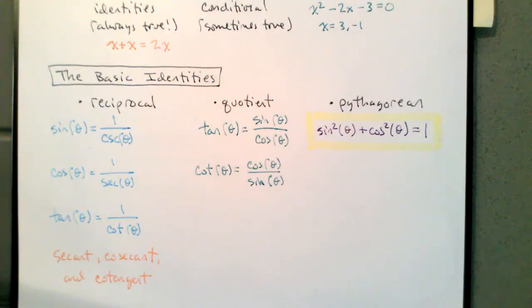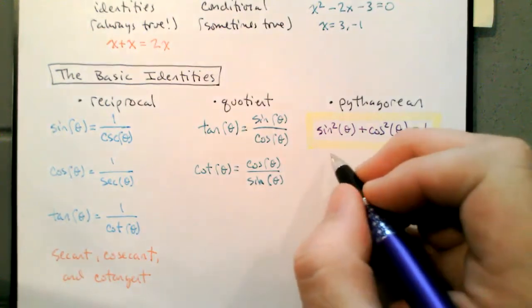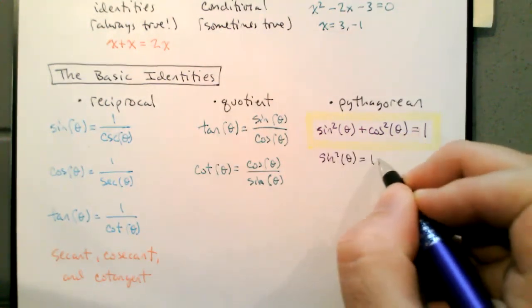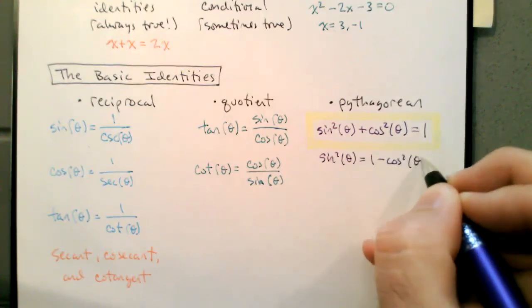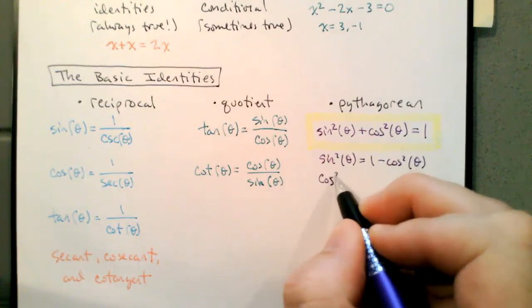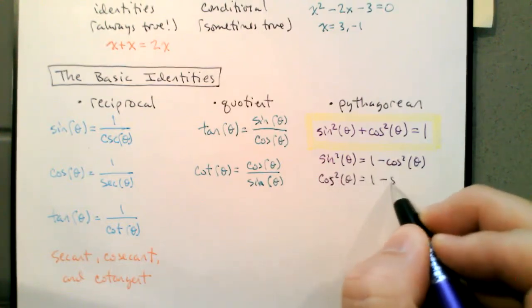All the rest of them, we're going to use reciprocal identities and quotient identities to get different Pythagorean identities. We're also just going to use some subtraction to get other Pythagorean identities. So sine squared plus cosine squared is equal to 1. I can solve this like we did before for sine squared and get two more versions of this. So sine squared theta is 1 minus cosine squared theta. And I could do the same thing with cosine and say that cosine squared theta is 1 minus sine squared theta.